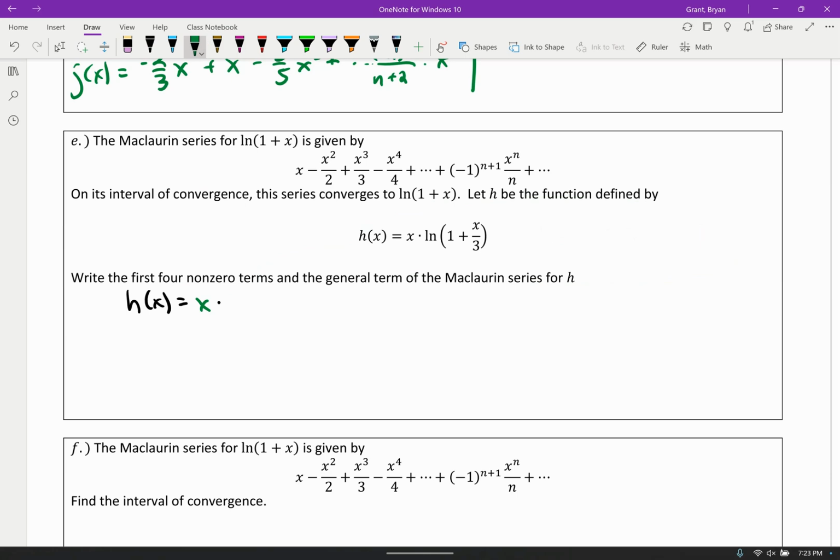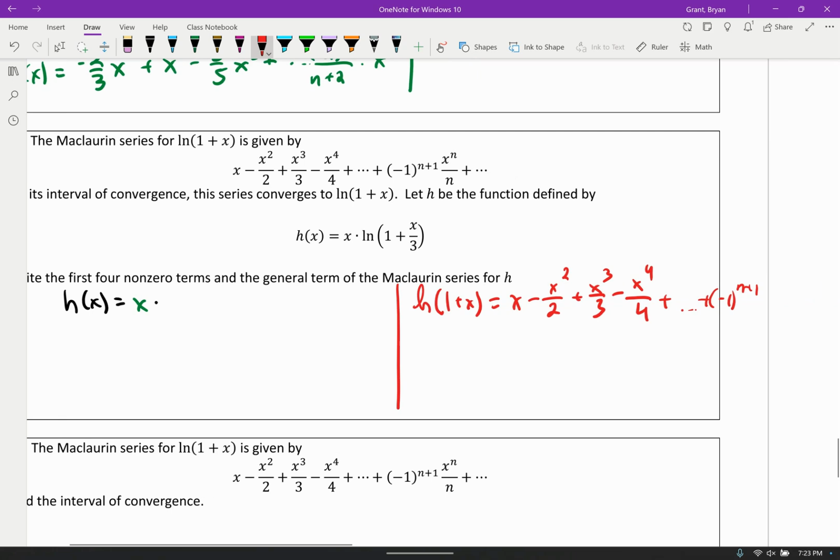Actually, let's take a brief interlude here, and let's look at the natural log of 1 plus x over 3, and I'll probably do that right over here. We can just split this in half. So we have the natural log of 1 plus x, which was x minus x squared over 2 plus x cubed over 3. It's actually a pretty nice Maclaurin series, right? Plus dot dot dot plus negative 1 to the n plus 1, x to the n over n.